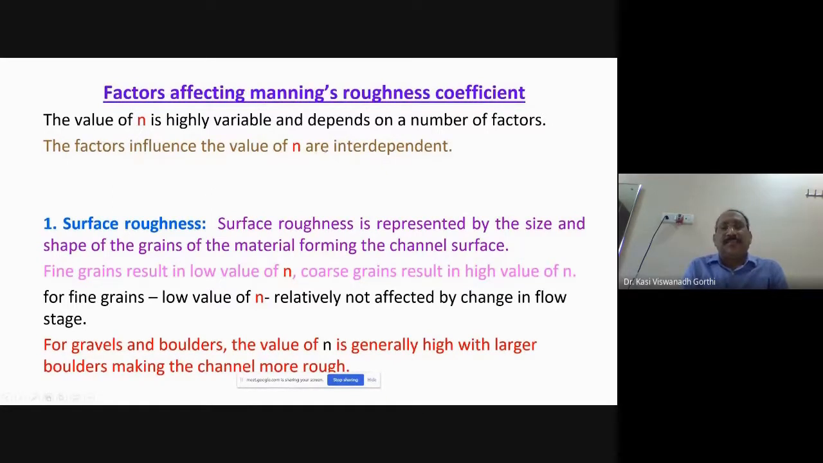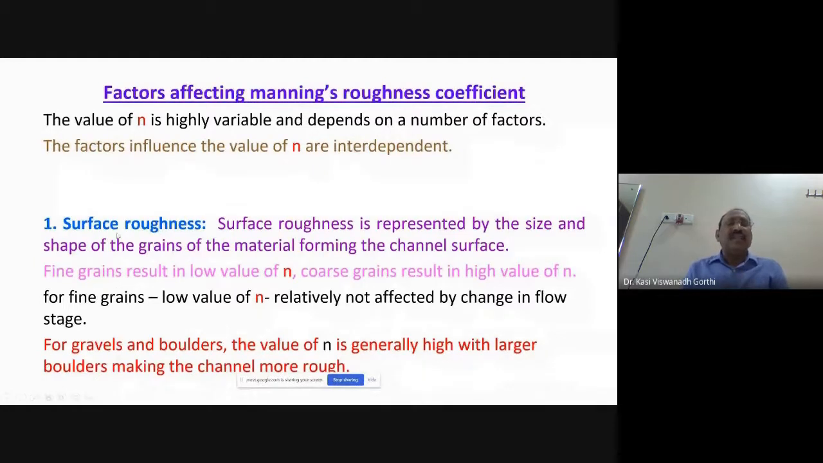What do you mean by this interdependency? There may be one parameter which affects the value of n. There may be another parameter which may also be affecting the value of n. These parameter 1 and parameter 2 also are interlinked. Okay, so that is what is interdependent.